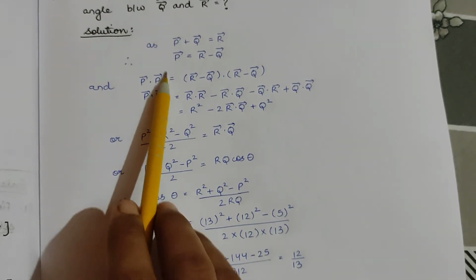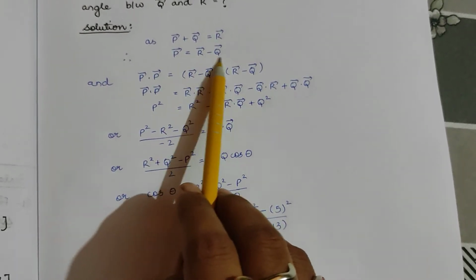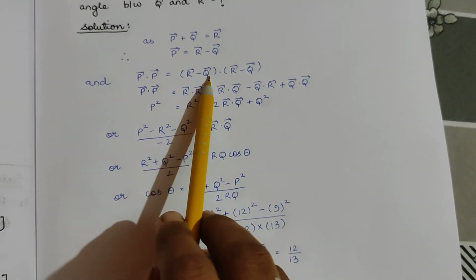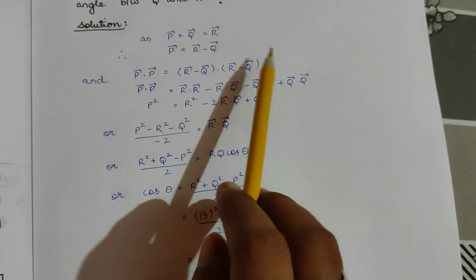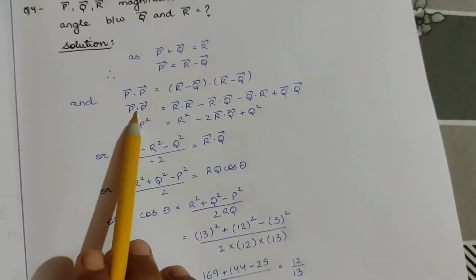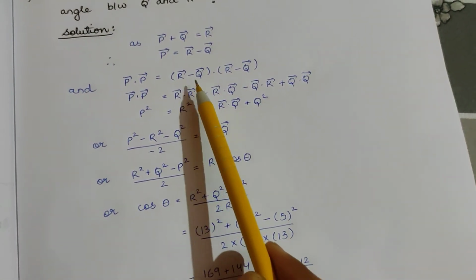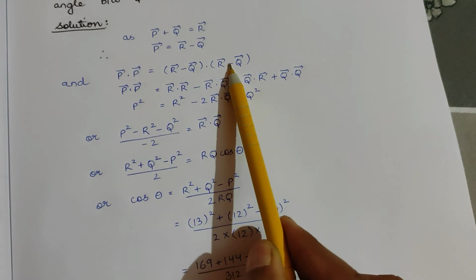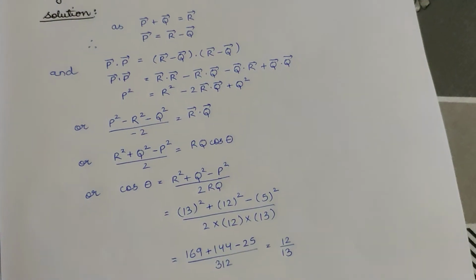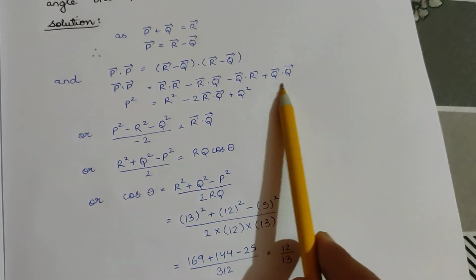Now I will multiply vector P with vector P. So if we multiply vector P here, similar thing will be multiplied here. So vector R minus vector Q dot vector R minus vector Q. Now we will expand this. Fine. So as I have told you, vector P dot vector P will be equal to P square. Vector R dot vector R minus vector R dot vector Q minus vector Q dot vector R and plus vector Q dot vector Q. Fine, we have got this.